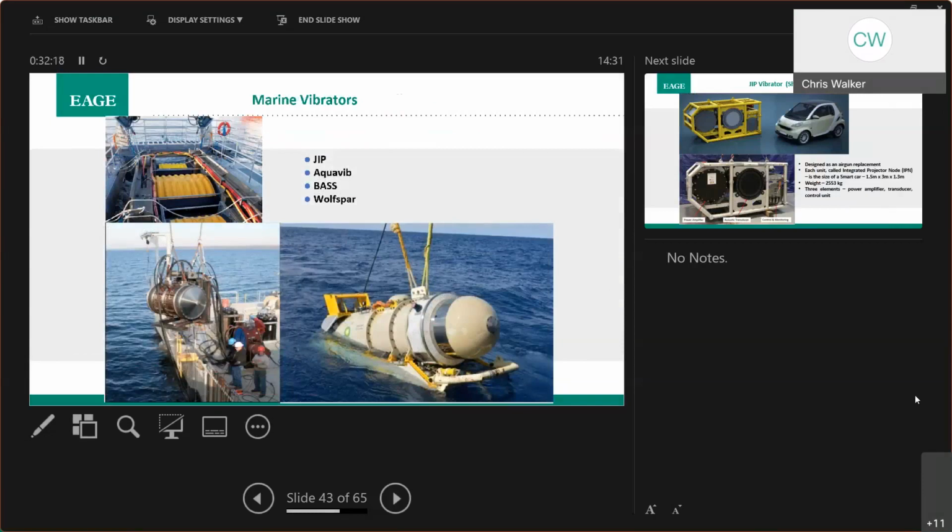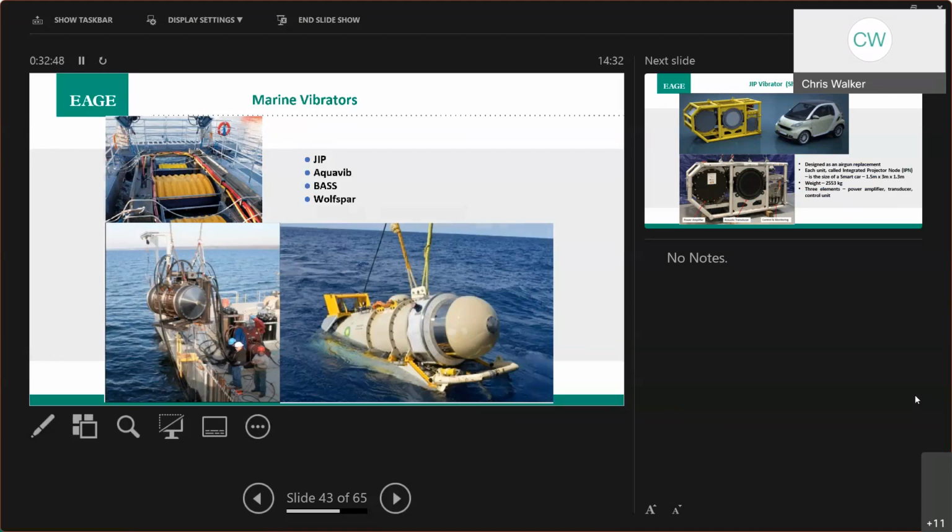So the marine vibrator is currently being developed and in operation. There's the Joint Industry Project vibrator, which I'll describe in a minute. There's AquaVib, which is the extension of the PGS vibrators that I described earlier, that's now been operated by SA Exploration. There is BAS, shown here in the bottom left display, and that's the Shearwater source. And there's Wolfspar, BP's 30-ton, very low frequency hummer rather than a vibrator.